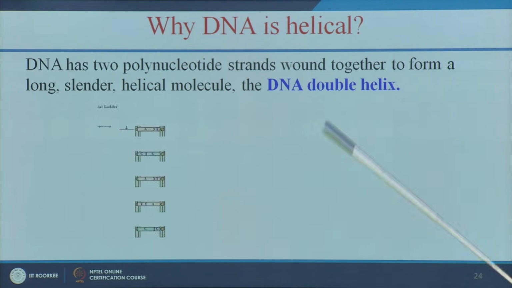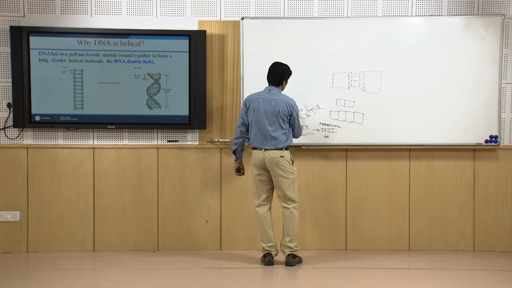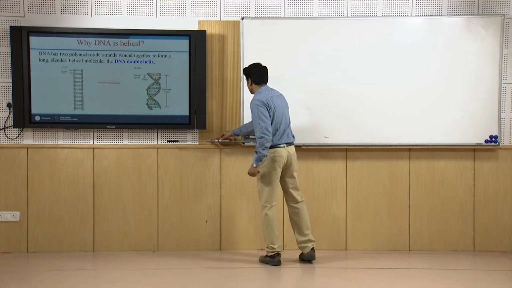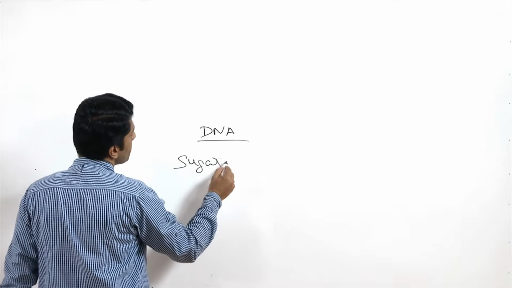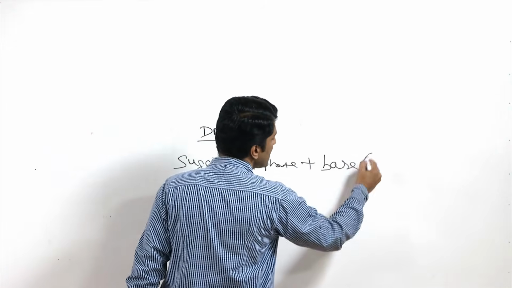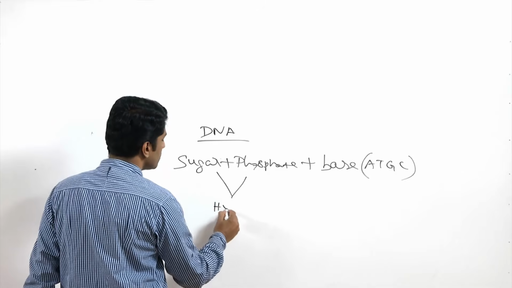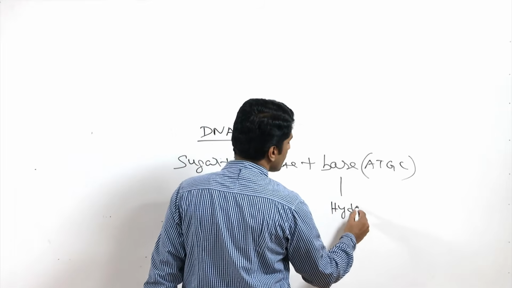Next thing is why the DNA is helical in nature. Usually it could be a ladder like structure. So, why is it forming this kind of helical structure? As I told you, the DNA has three main components: sugar, phosphate, and base, that is the nitrogenous base ATGC. In this, the sugar and phosphate are hydrophilic and the base is hydrophobic.